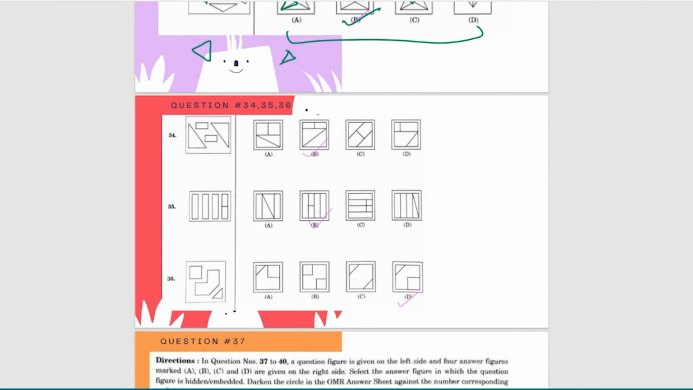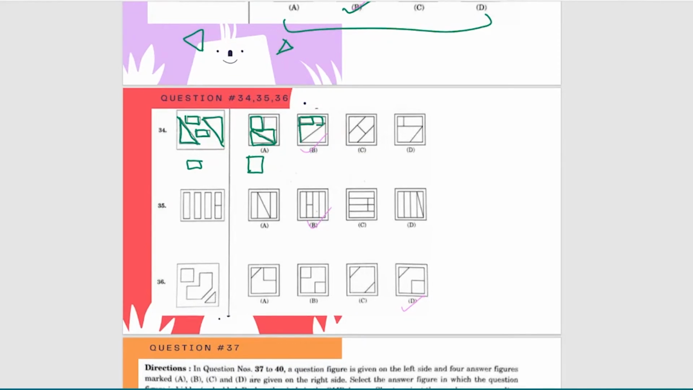Question number 34 has 2 big right angle triangles and 2 rectangles. So our answer should also have 2 big triangles. Here we can see 2 big triangles, but the rectangles do not look like this. Over here the rectangles are bigger, whereas here we have smaller rectangles. Over here also we have the same small rectangles that we have over here, and we have 2 rectangles, 1 triangle and another triangle. So the correct answer is B.